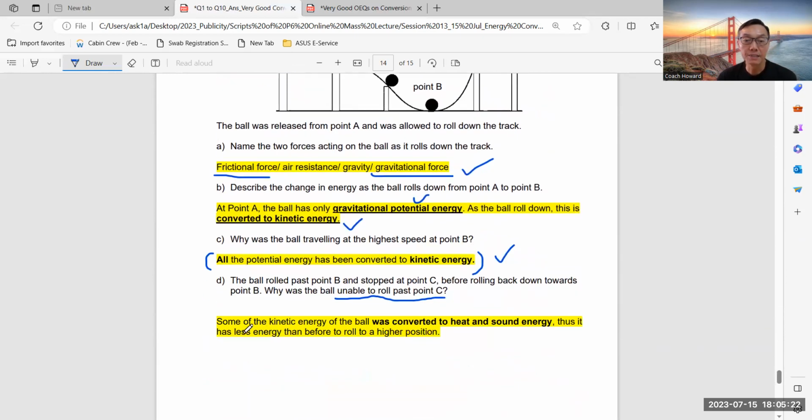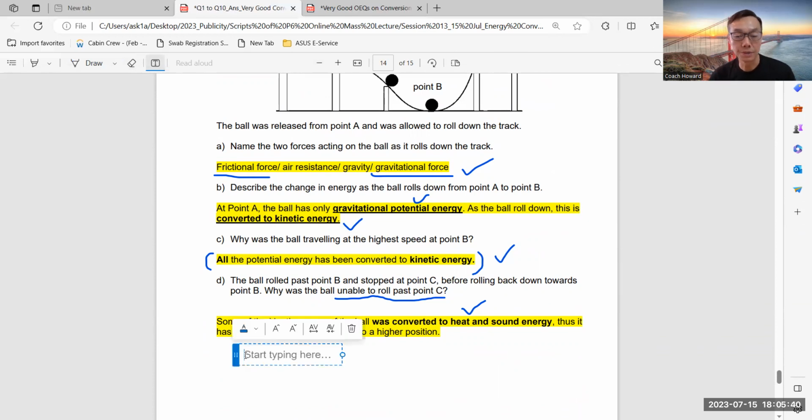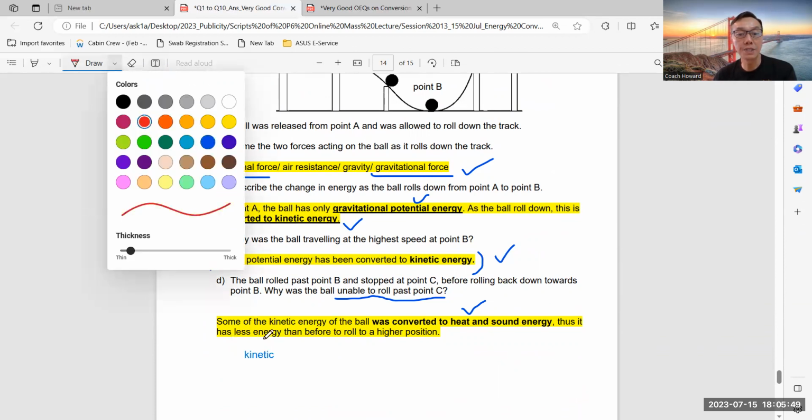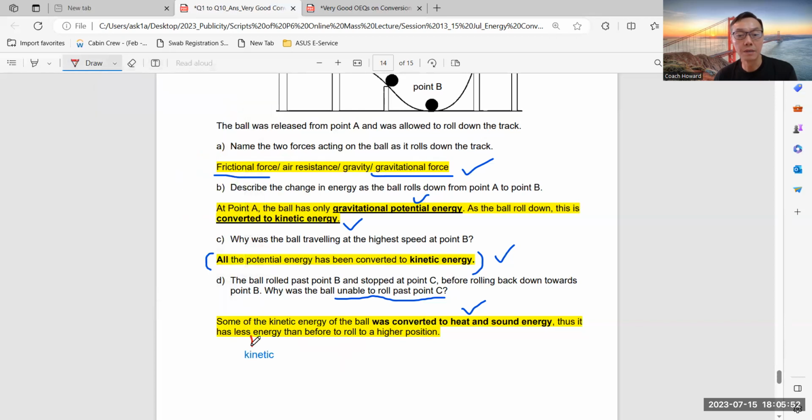So you mention that some of the kinetic energy of the ball was converted to heat energy and sound energy, thus it has less KE than before to roll to a higher position. Maybe you can put in the words less kinetic energy, so you add in this word: less KE than before to roll to a higher position. Okay, I will send this one to you all.